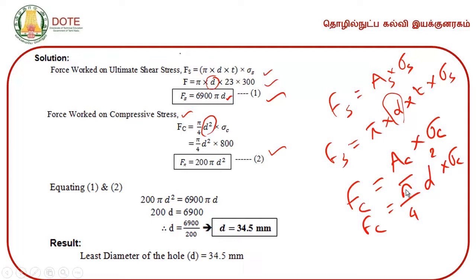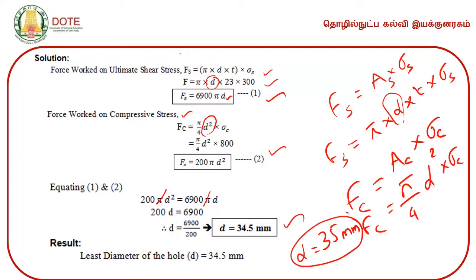Now by comparing the two equations, because both the equations are required to make the hole in the steel plate, 200 pi d square is equal to 6900 pi into d. We can cancel the term pi in the two equations. So 200d is equal to 6900. From this we can determine the value of d as 34.5 mm. Sometimes we can round the value as d is equal to 35 mm, if it is required.